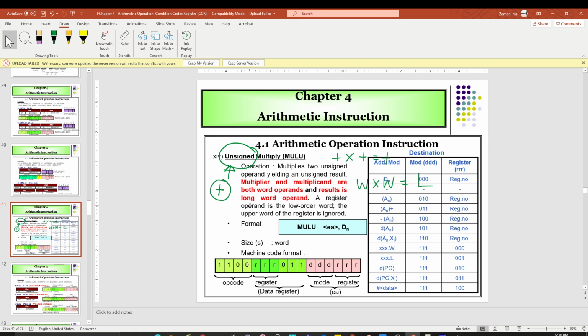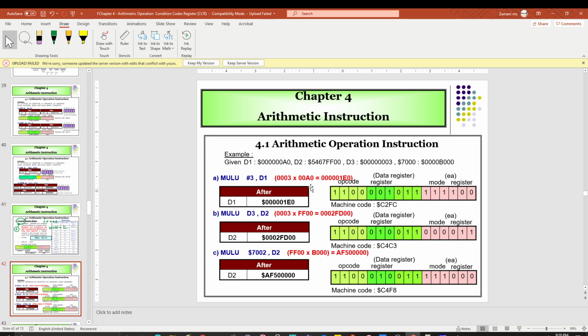Okay, a register operand is the lower order word. The upper word of the register is ignored. So this is related to the register operand low order word, the last 4 digits over there, and the upper one is ignored. So you don't care about the top 4 numbers in the registers. Okay, let's try to look at the example here.